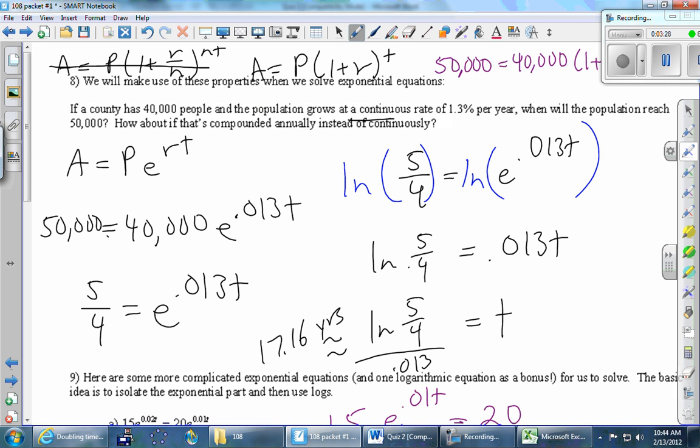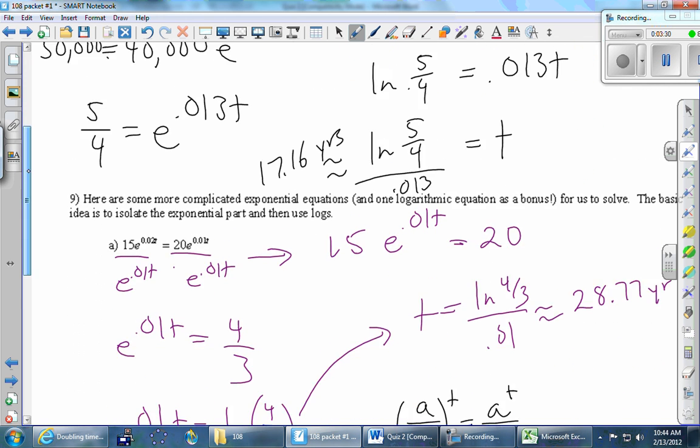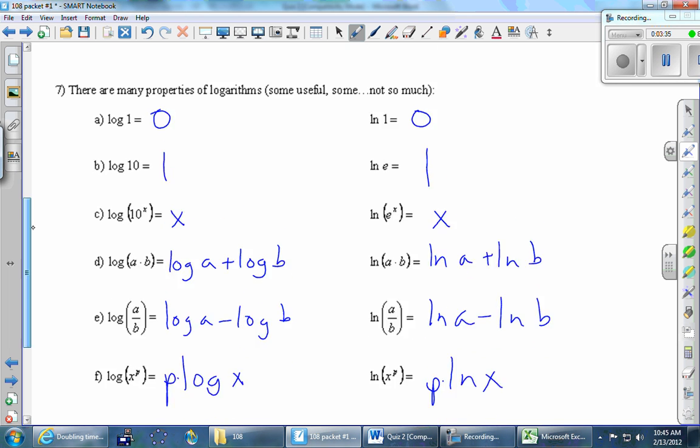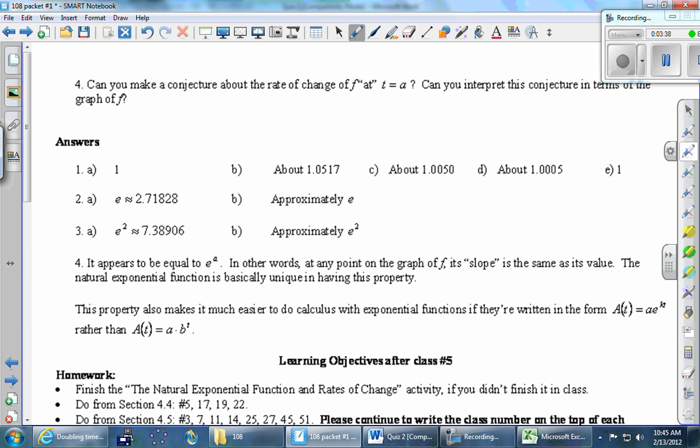Did we do it somewhere here? I don't know. I don't want to take our time trying to find it, but it's in here someplace where we just put e to the r minus 1.